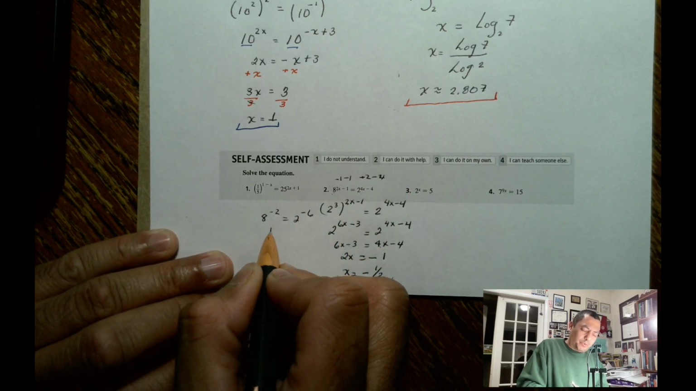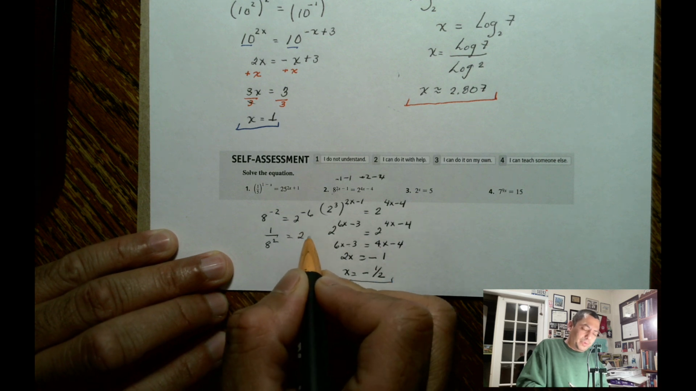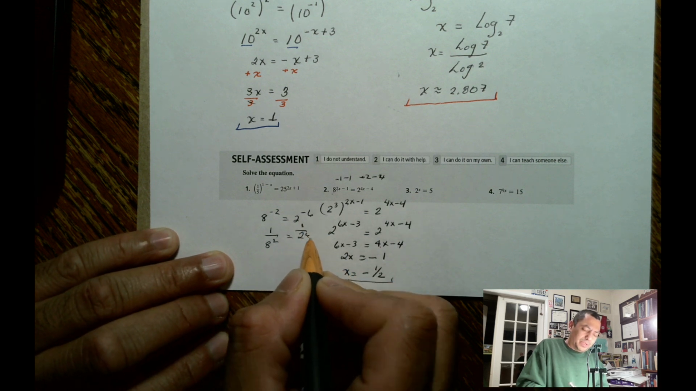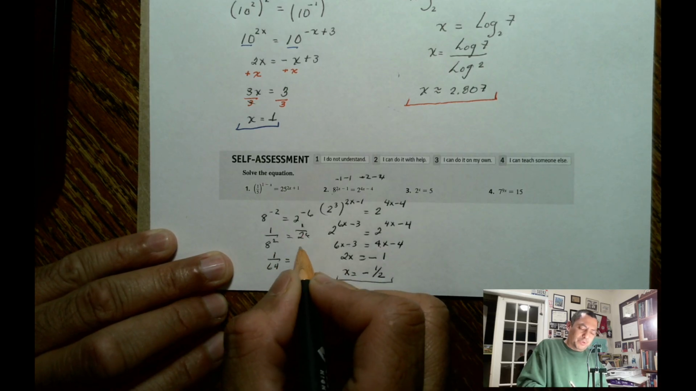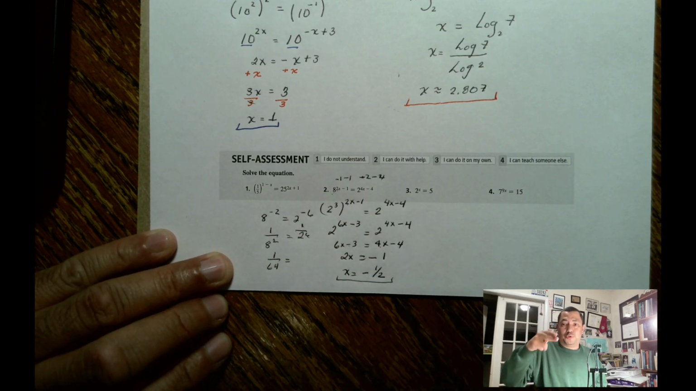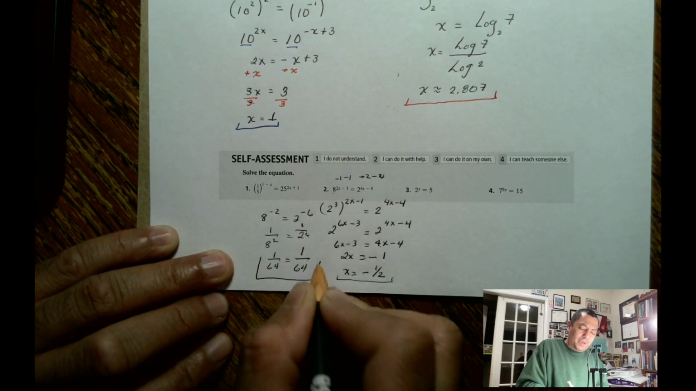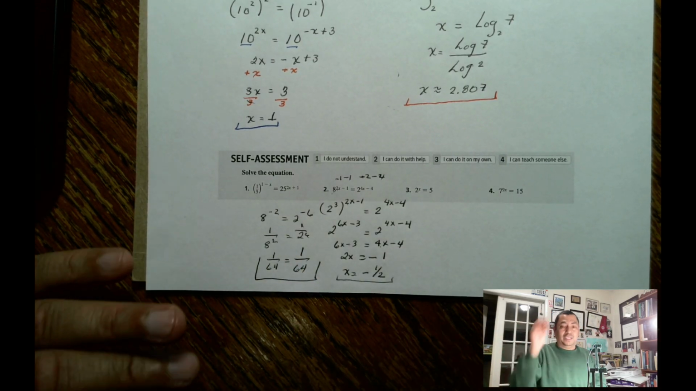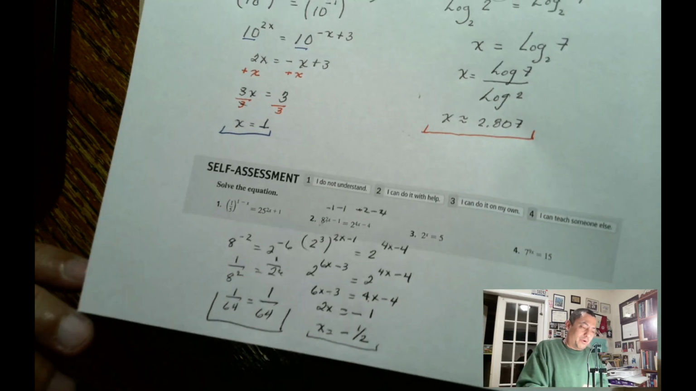So which is equal to 1 over 8 to the second power equals 1 over 2 to the 6th power. This is equal to 1 over 64, equals, 2 to the 6th power is 2 multiplied 6 times, which is 1 over 64, which checks the solution. So that solution is correct. And we're going to move to example number 2.